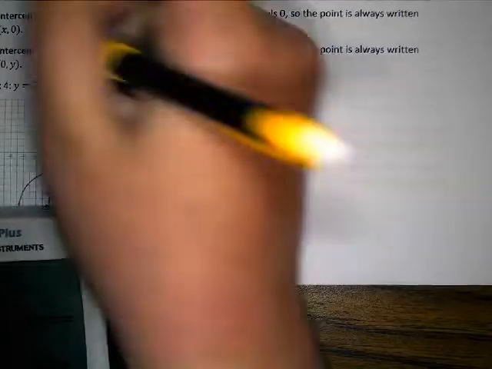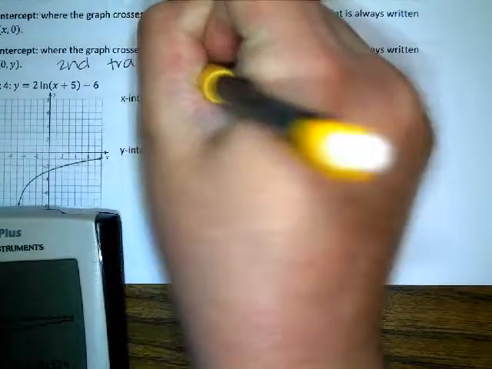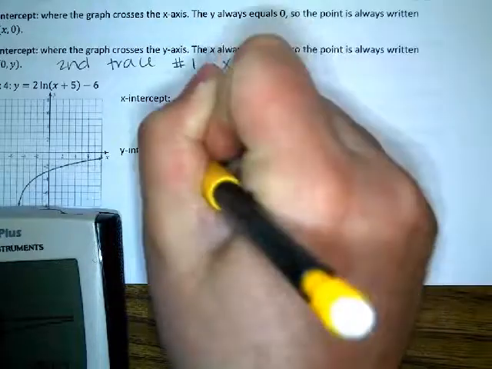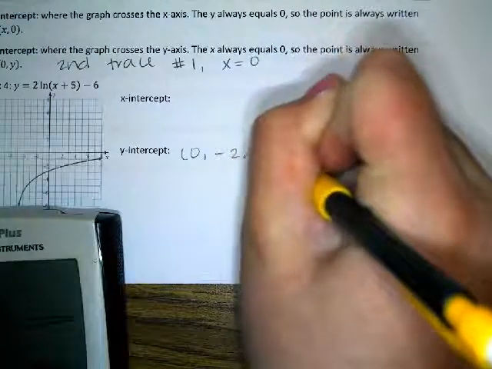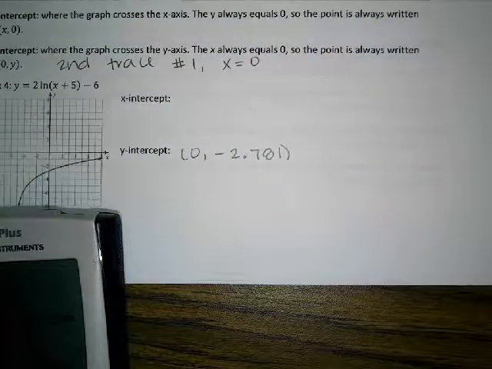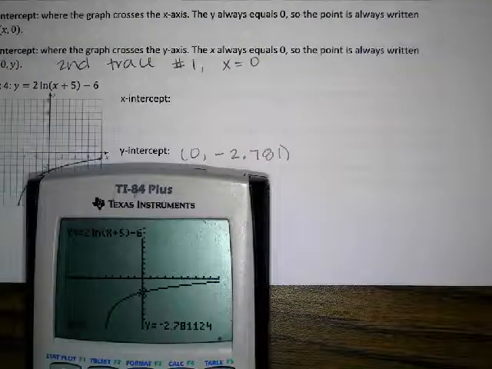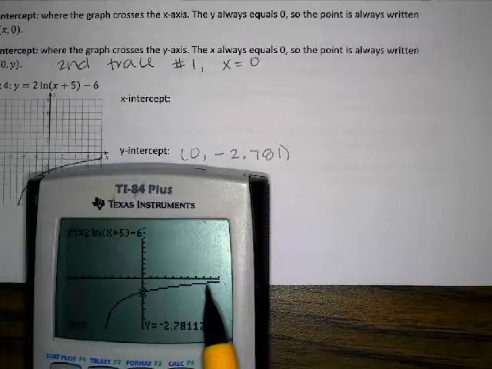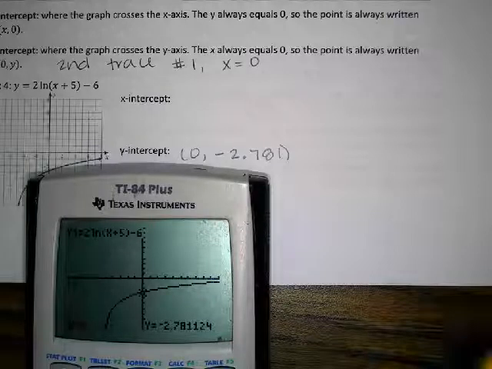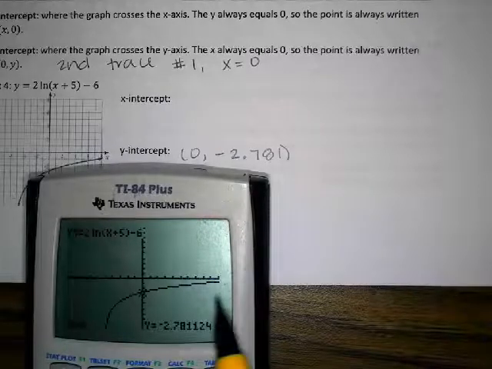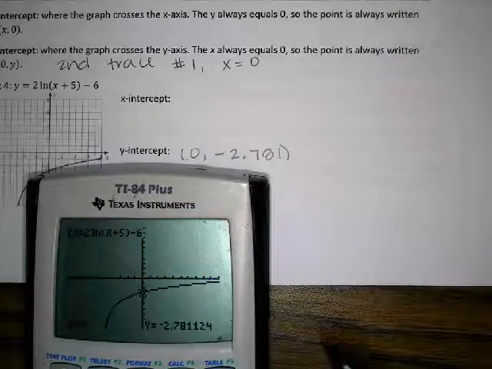So second trace, number 1, plug in 0, and we get the point (0, -2.781). So the y-intercept was pretty simple on this one. And with the way our TI-84 works, you can get y values that aren't on the screen, but you cannot get x values that aren't on the screen. So since this graph does not cross the x-axis on the screen, we will not be able to find the x-intercept without changing the window.